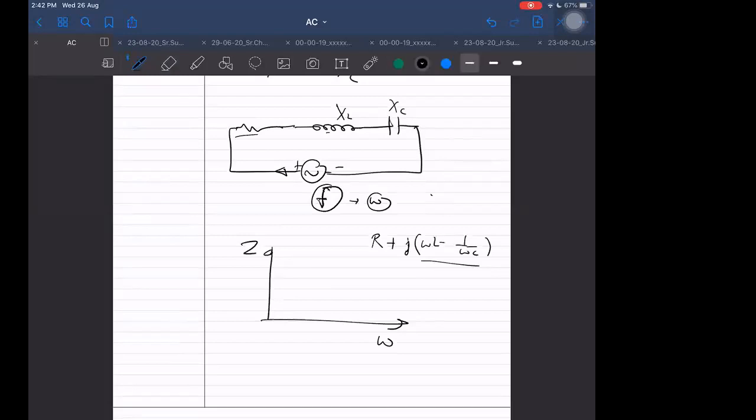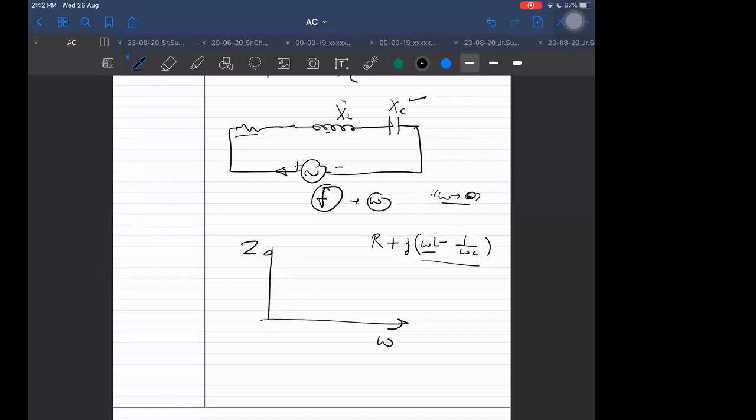If omega is very less, it is nearly like DC only. Then 1 by omega C will become large. And we know for DC the capacitor behaves like an open circuit, and for DC, the inductor after a long time behaves like a short circuit. Same thing we are getting when omega is tending to 0: when omega is becoming very small, the inductor is behaving like a short circuit.